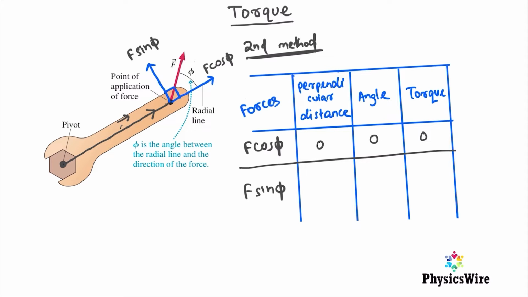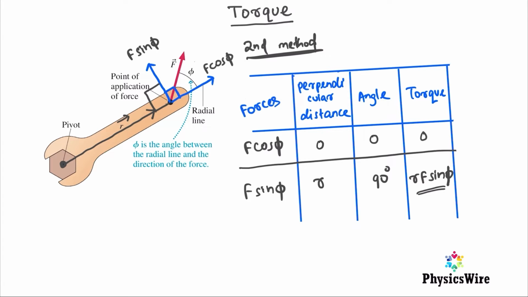Now coming to the second component, that is f sin phi. You can see this f sin phi is making an angle of 90 degrees with the r vector. So this is the perpendicular distance, that is r, and the angle is 90 degrees. So torque is r f sin phi, which we derived in the first method. So they are basically the same.